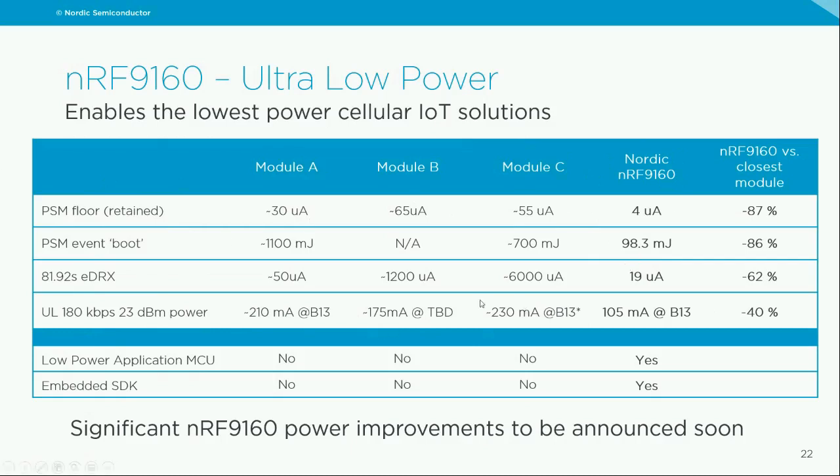You combine this with the fact that we have a low power application MCU that's available for you to develop on, and an embedded software development kit with a lot of source code and reference code to build from. You have all the building blocks in place to create very, very low power cellular IoT solutions based on the 9160. I'm also very happy to tell you that we are going to announce some very significant power improvements on the 9160 very soon. We have optimized the power management and lots of things around the SiP to improve basically all our numbers from what we have today.